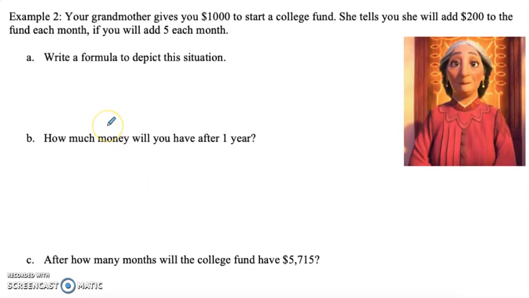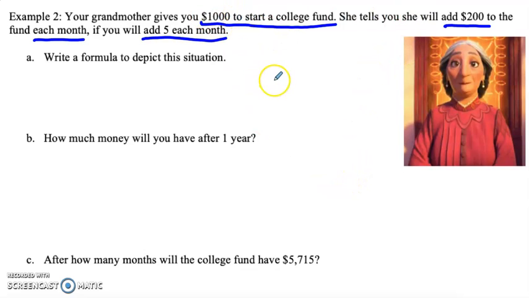All right, so example 2. Your grandmother, your abuelita, gives you $1,000 to start a college fund. Go, Grandma. She tells you that she's going to add $200 to the fund each month, as long as you add $5 each month. That sounds like a good deal. She gives you $1,000. Okay.